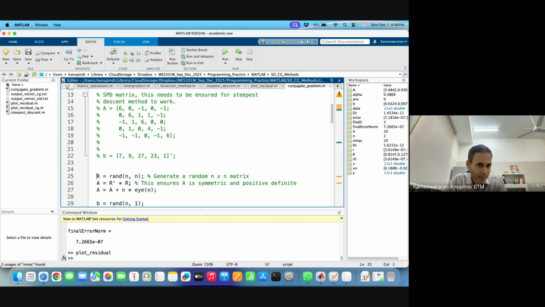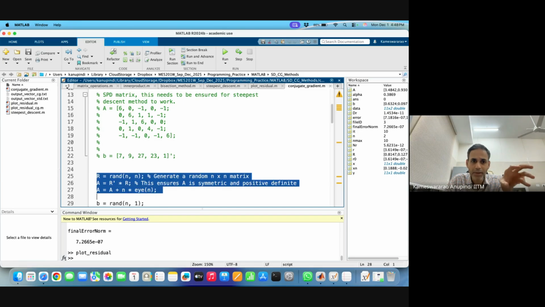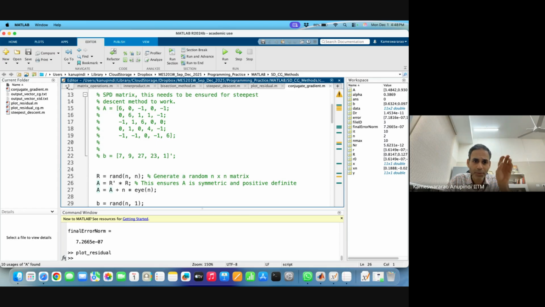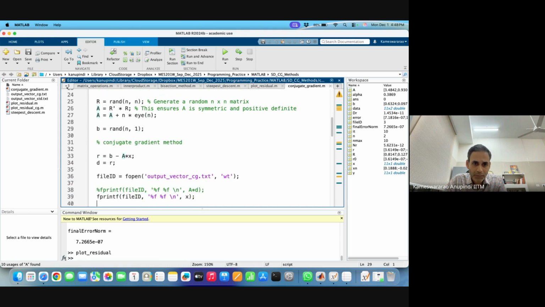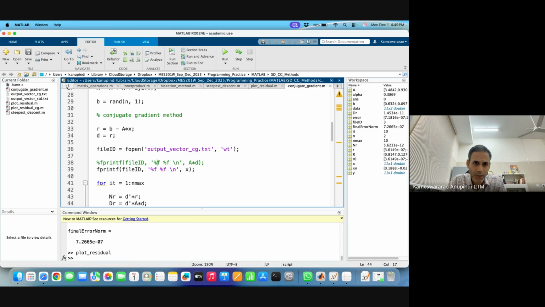I have the same code here. I'm generating a random matrix. I'm taking random transpose times R, and adding it to the identity matrix. And then I have the B, which is the random matrix. Then I'm calculating the residual. And here I'm taking the first search direction, that is D equals R, which means D0 equals R0. Again, I'm opening a file. This file is output vector cg.txt, instead of std for steepest descent. And then I'm writing the new x value.